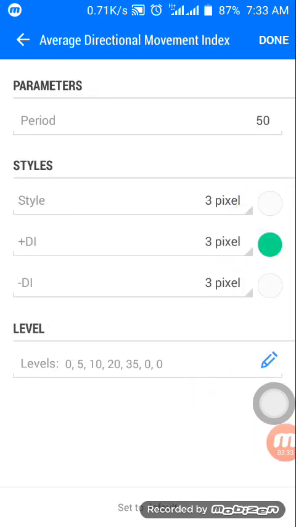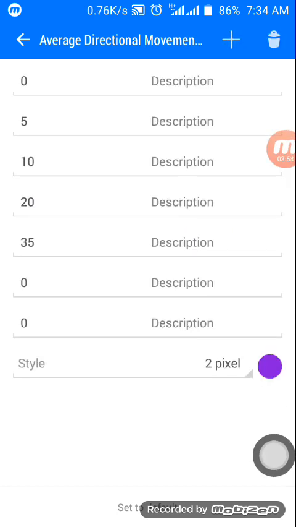This is the settings. The period is 50, and you could see the styles here. The minus D is my background color, then the plus D is what I put color. You can choose any color that you like. On the levels, we have the levels of 0, 5, 10, 20, 35, and you can choose any color of your choice and click on done.